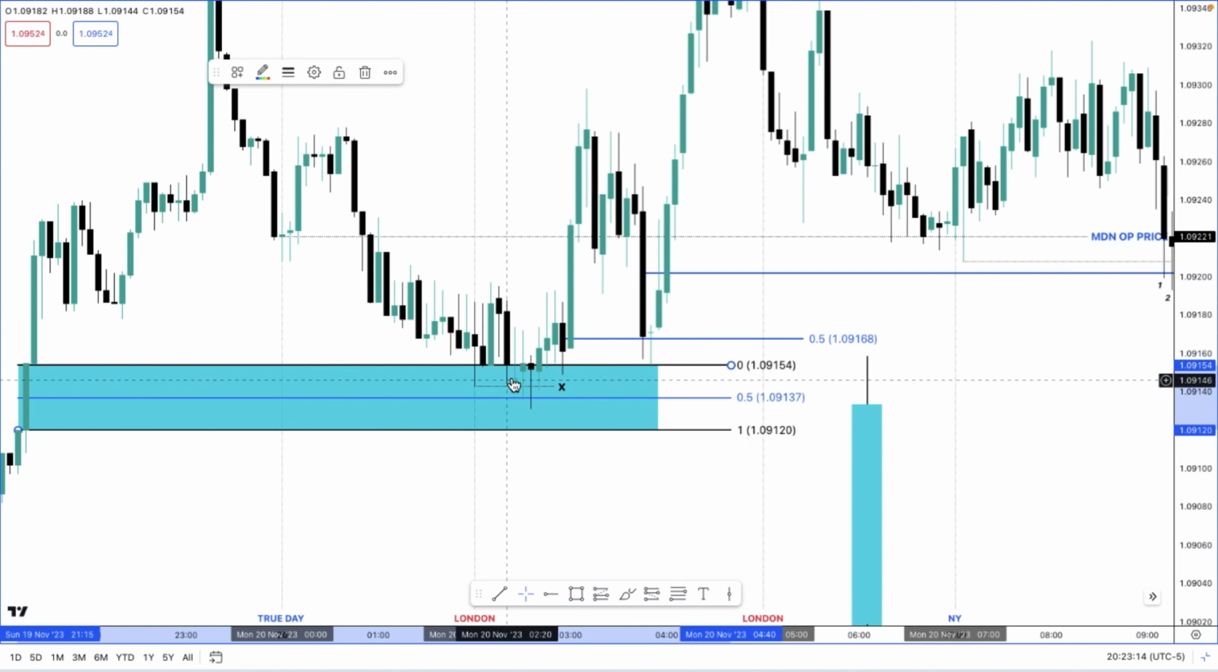We have a low that gets taken out. We have a swing high that gets taken out with displacement. Displacement means fair value gap. So what is that? That is a market structure shift.